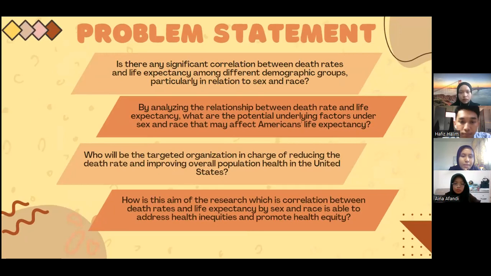So here's our problem statement. First, is there any significant correlation between death rates and life expectancy among different demographic groups, particularly in relation to sex and race? Next, what are the potential underlying factors under sex and race that may affect Americans' life expectancy? Next, who will be the targeted organization in charge of reducing the death rate and improving overall population health in the US? Lastly, how is the correlation between death rates and life expectancy by sex and race able to address health inequities and promote health equity?